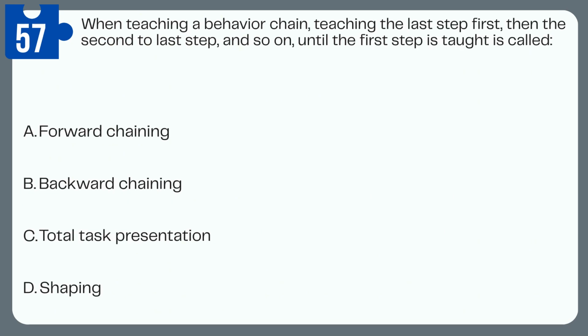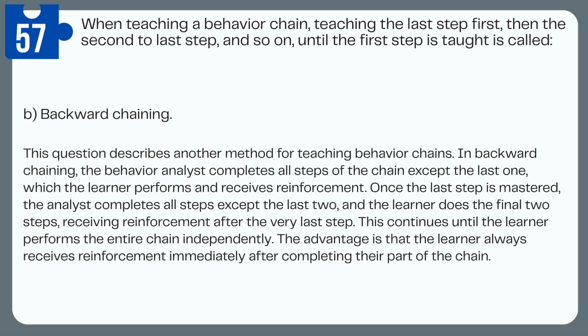Question 57. When teaching a behavior chain, teaching the last step first, then the second to last step, and so on, until the first step is taught is called A. Forward chaining. B. Backward chaining. C. Total task presentation. D. Shaping. Answer: B. Backward chaining.